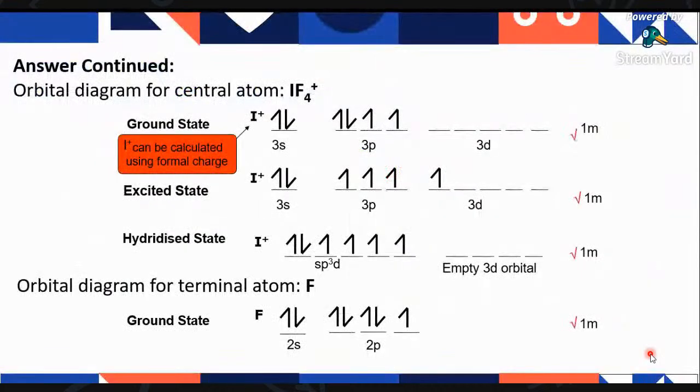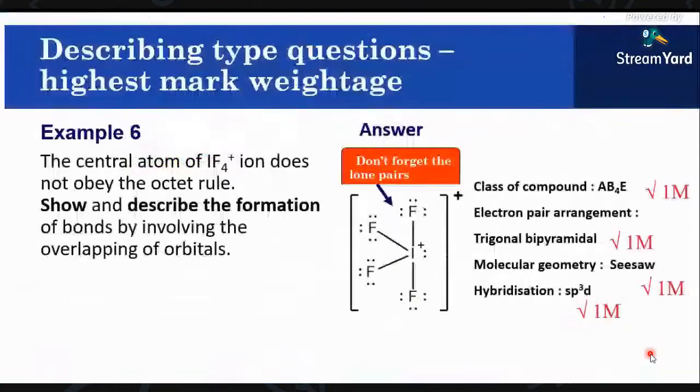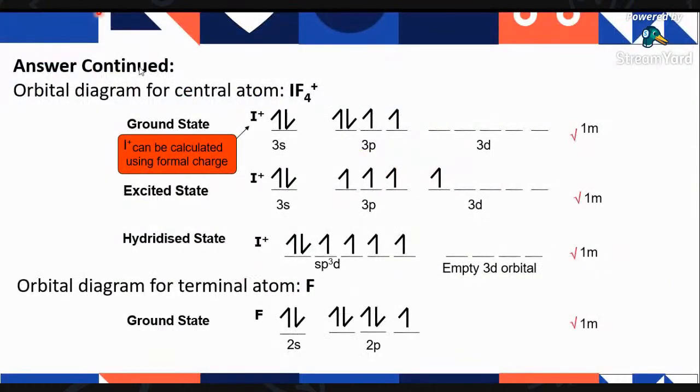We are continuing. Since the question actually says, describe the formation of bonds involving the overlapping of orbitals, you have to describe the hybridization. Okay, so you have an orbital diagram. As you know, this is just a recap for you. I'm sure you have done this many times in your tutorials. You have to do it for your central atom as well as for your terminal atom. And since it's a charged molecule, make sure you calculate the formal charges beforehand and note that the central atom actually carries a +1 charge. Okay, that means it has 1 electron less.